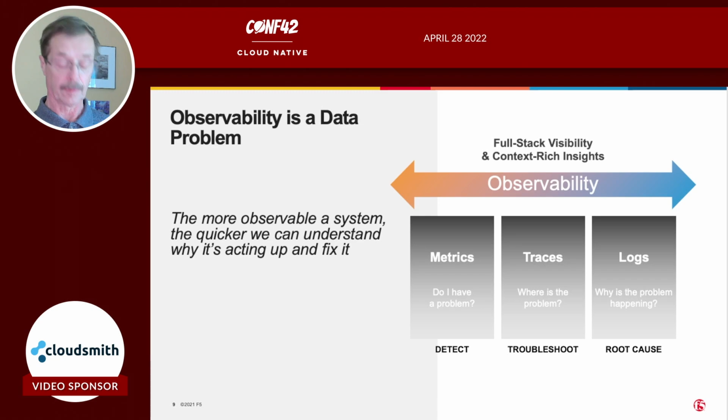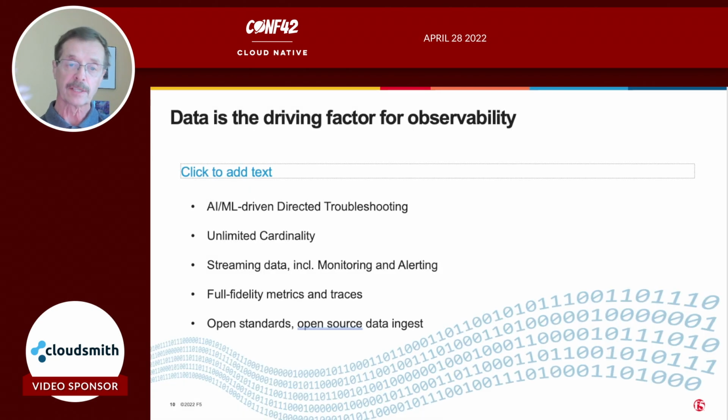So going forward here, data is this driving factor, and it drives things like our new artificial intelligence and machine learning directed troubleshooting. It also has this thing called cardinality. So cardinality is the ability to slice and dice. So it's not just I got a metric that says my CPUs are running at 78%. It can be broken down into this specific CPU is running at this, or even this specific core, or this core running in this virtual machine on this particular infrastructure environment is running at this.